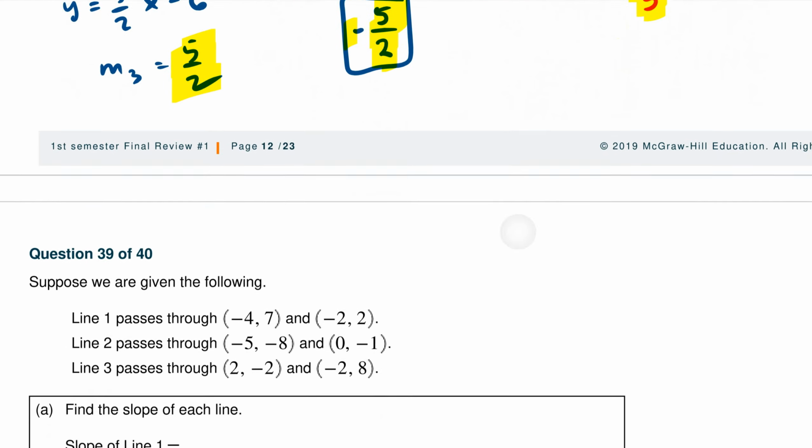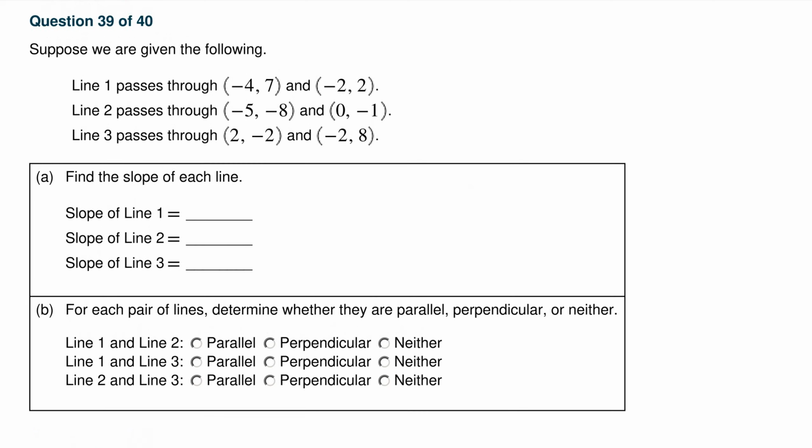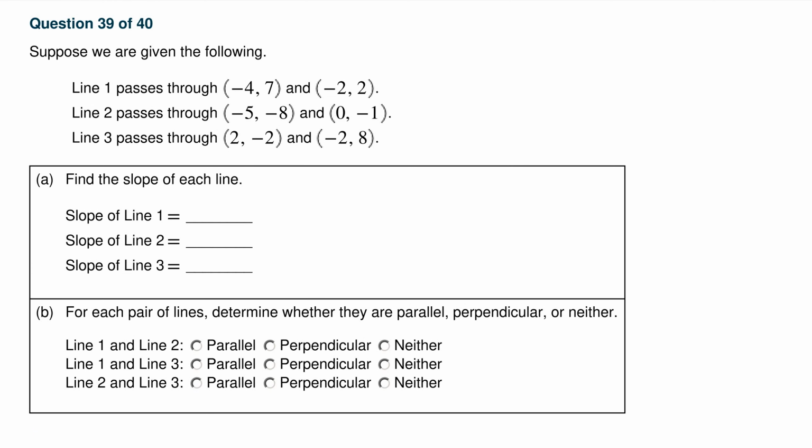Alright, problem 39. Suppose we are given the following points, line 1, 2, and 3 with 6 points. You're going to find the slope of each. Okay, so this is like the practice test that we did earlier. This is x1, y1, x2, y2. We're going to find the slope.